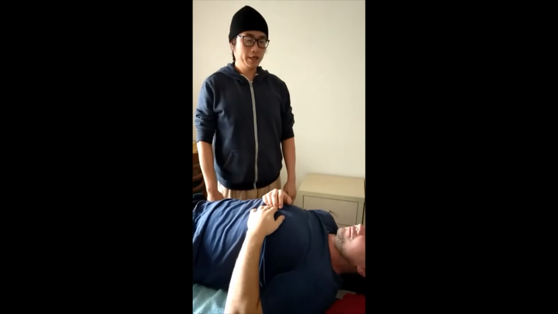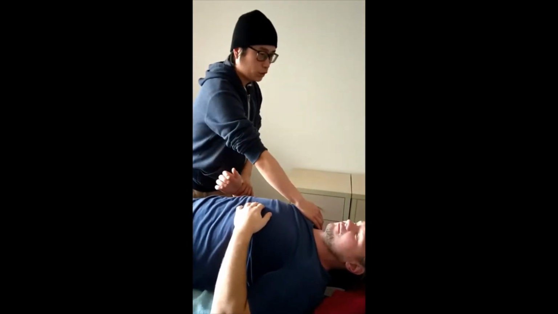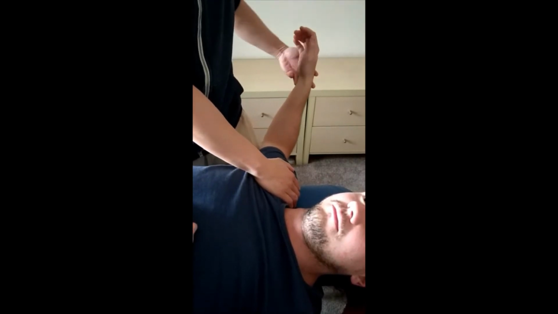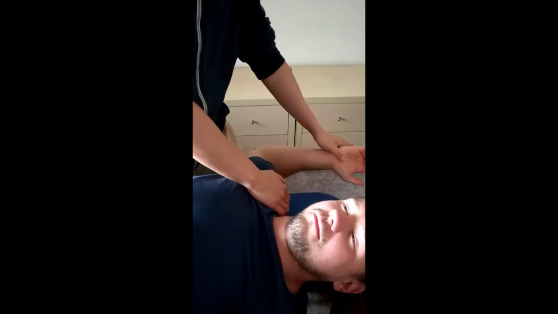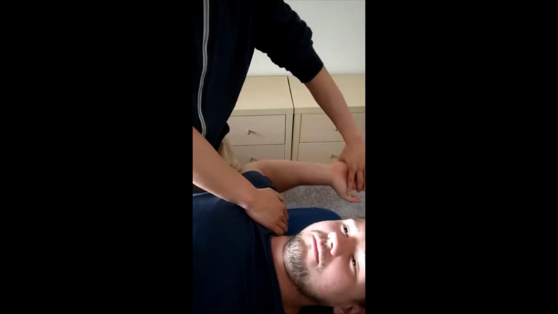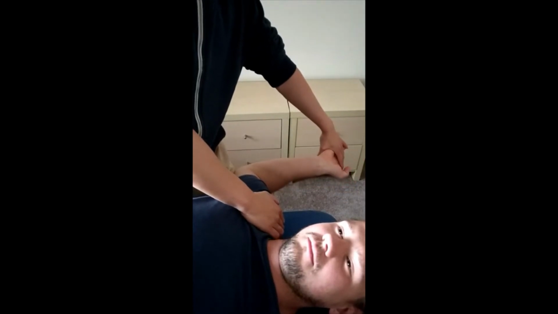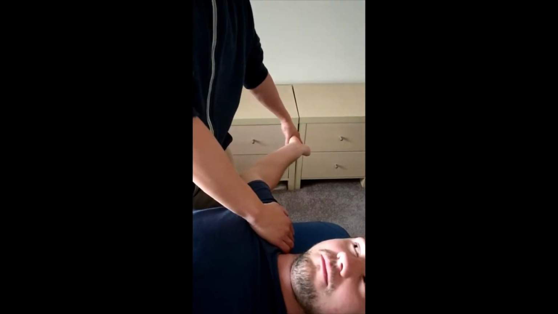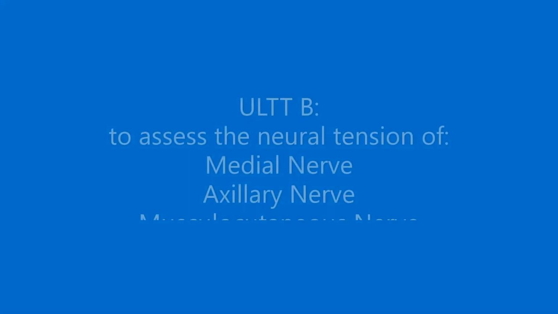For the ULTT A, first we're going to depress the shoulder and abduct the arm to 110 degrees and flex the elbow to 90 degrees. Laterally rotate the shoulder and extend the patient's wrist and fingers. After that, slowly extend the elbow until the symptoms are provoked. Is it good? Right.